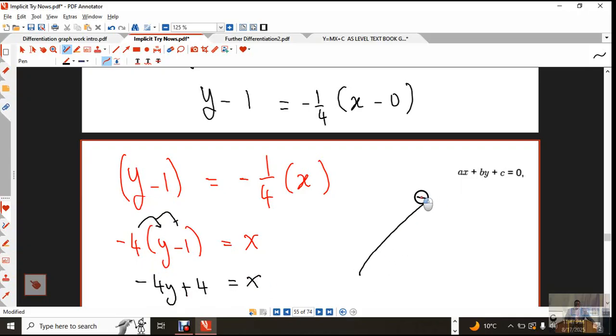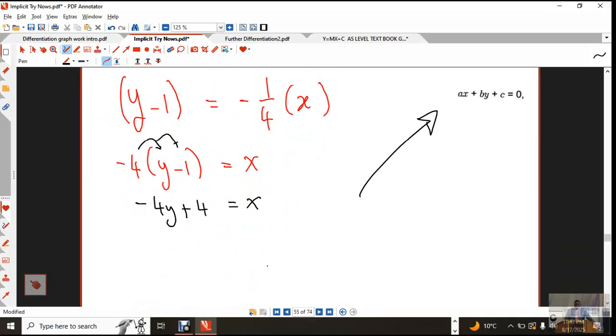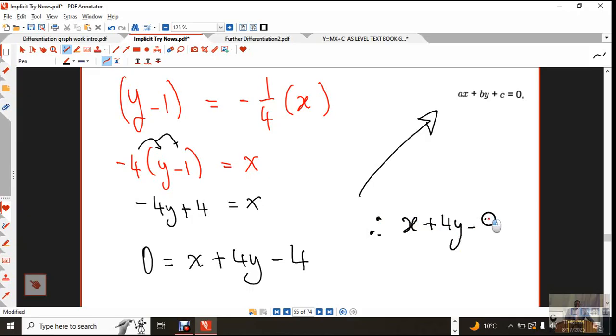So I want it in this form. To do that, I'll move everything to the right hand side, and let this stuff on this side equal to naught. Then I have got x plus 4y minus 4 if you bring that over. Ultimately, you can rewrite it now. Therefore x plus 4y minus 4 is equal to 0. That is what they were looking for, and that is our final answer.